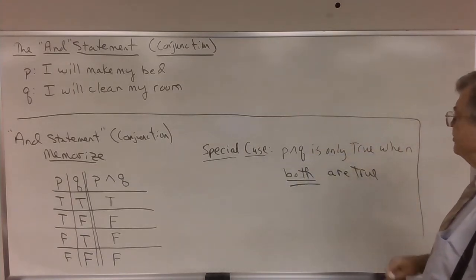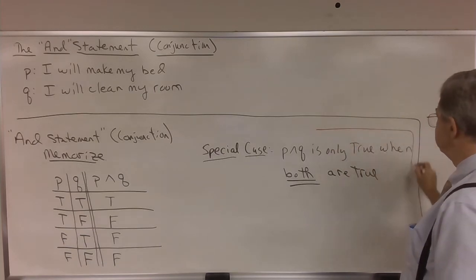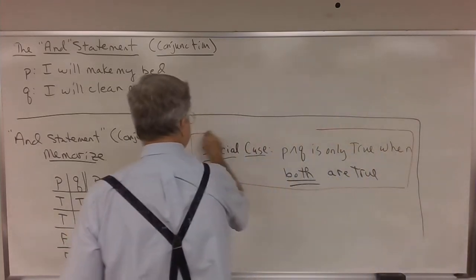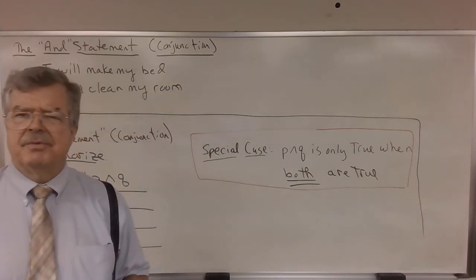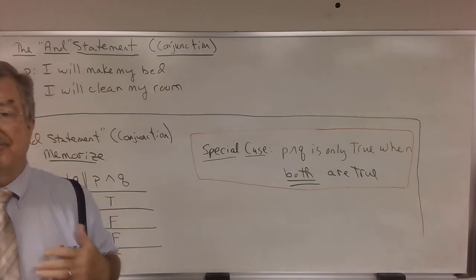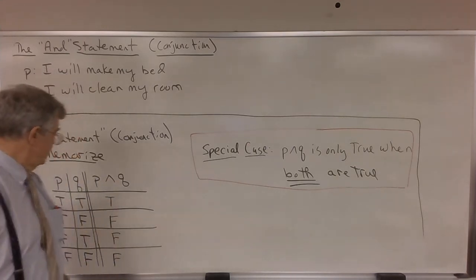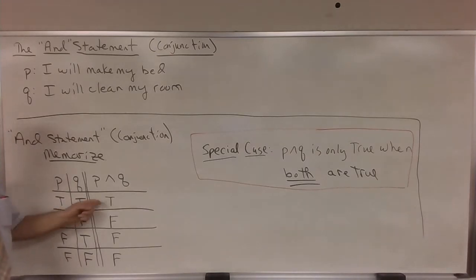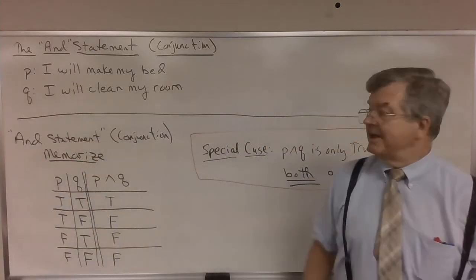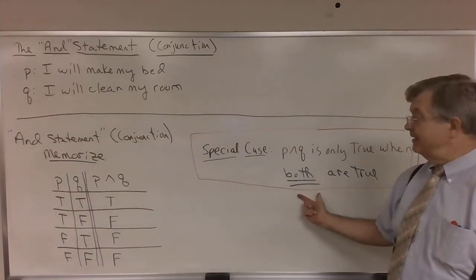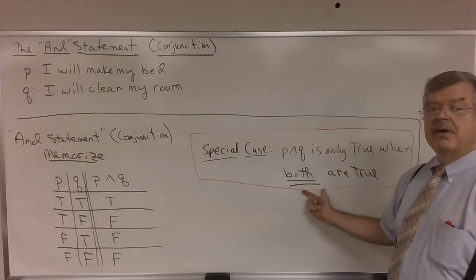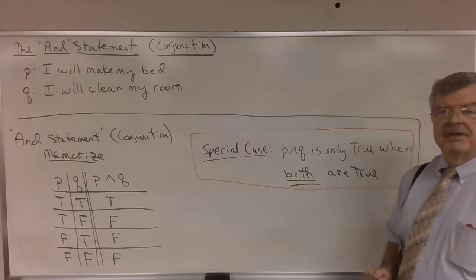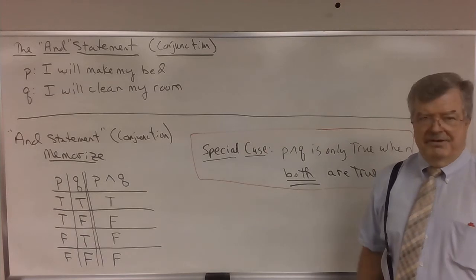So people who know their truth tables know them because they know the special cases. An and statement is only true when both of the individual statements are true. That's the special case that we have to know. P and Q are both true, so the statement is true. Everything else is false. See? We just need to know this special case. An and statement is only true when both statements are true. All other times it's false.